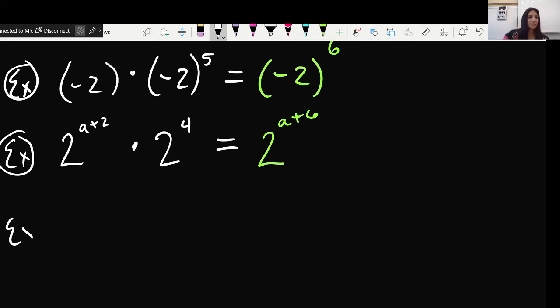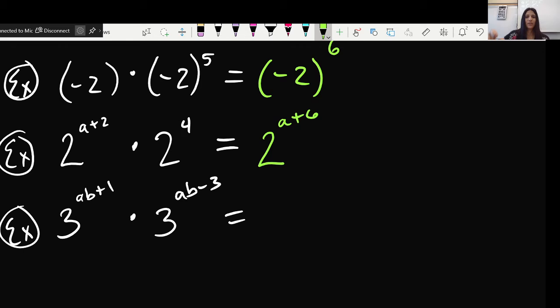Okay, so let's try another one that has a lot of stuff going on. Let's say we have 3 to the ab plus 1 times 3 to the ab minus 3. And I want you to come up with what that would simplify to. So you know how sometimes they say simplify or solve? We can't really solve because we have variables in there, but we can simplify it or shrink it down.